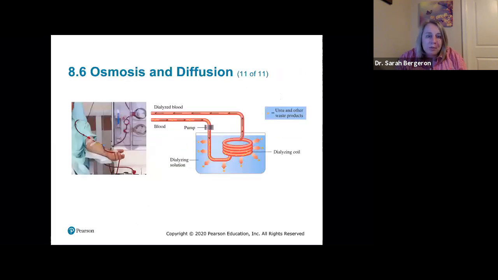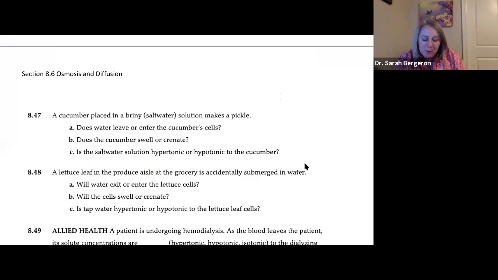Oh yeah, so let's go do some problems real quick. All right, so we only have a few, which is really nice. All right, we have a cucumber. We're going to place it into a briny, another word for briny is saltwater solution, to make a pickle. What's going to happen? If you pickle something, I want you to think about it before we start answering it with science. If you pickle something, what's going to happen?